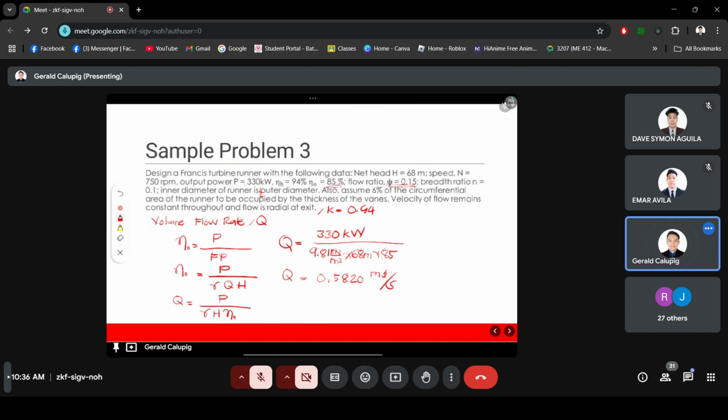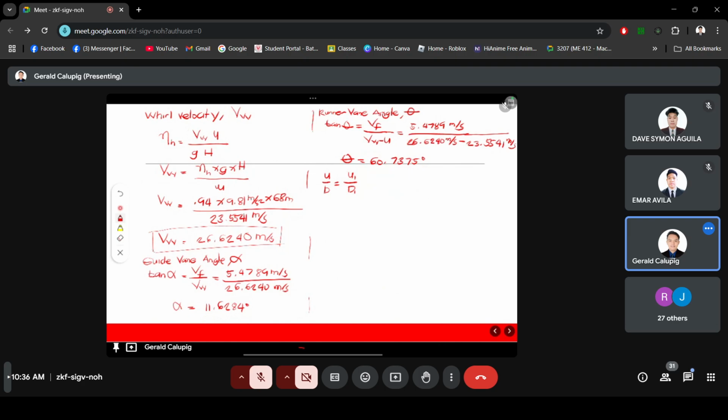we can have the U1 is equal to what? U times 0.5 or 1 half, 0.5 D over D. So our U1 is equal to what? Ang our U is 23.5541 meter per second times 0.5 ng D over D.